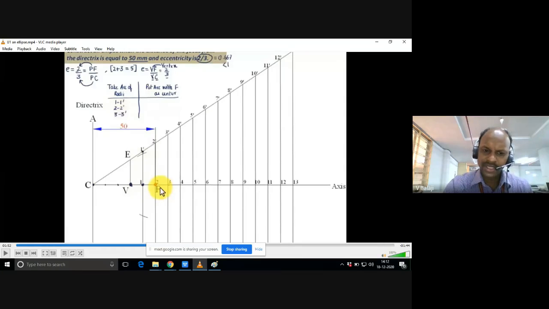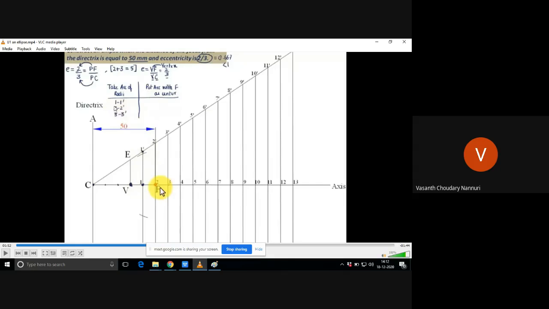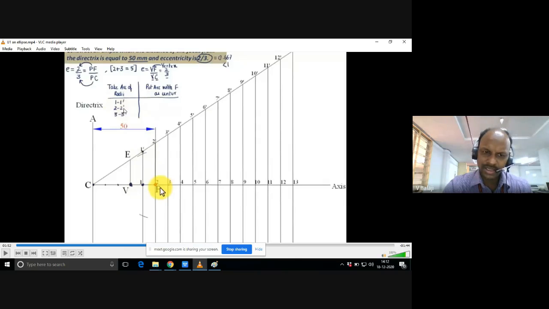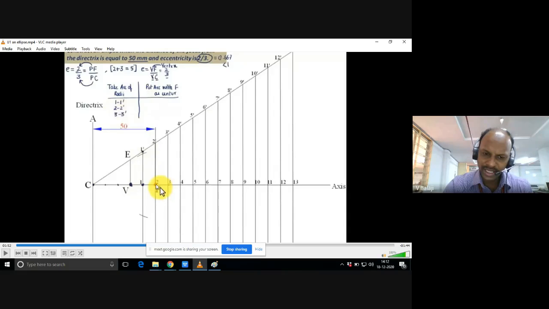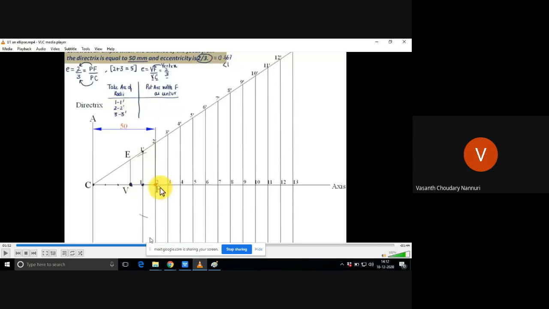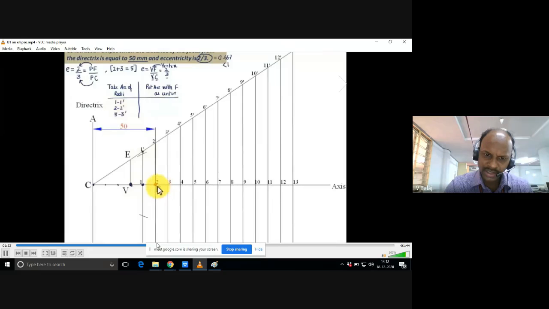Similarly, what is the next radius you can take? 2, 2 dash. And from where you need to cut the arcs? Focus, focus only always. And on which line do we need to cut these arcs? Again on the second line, 2, 2 dash, above and below. Okay. Always the focus is the center.